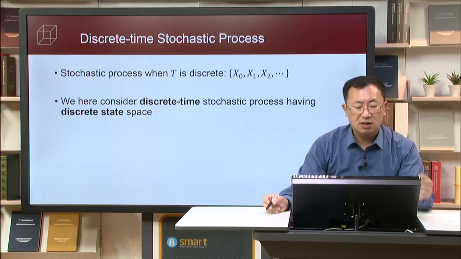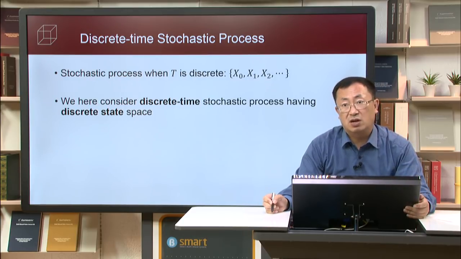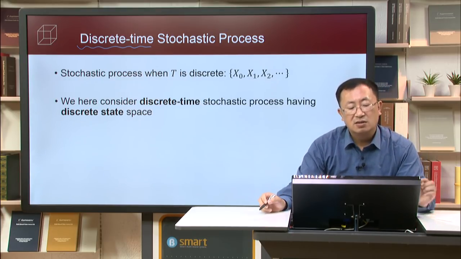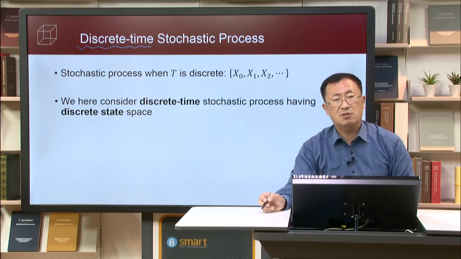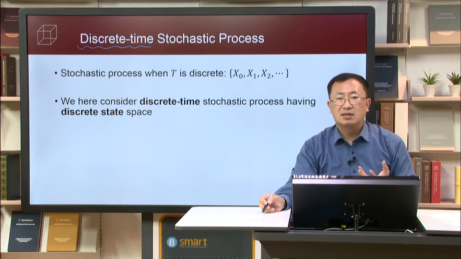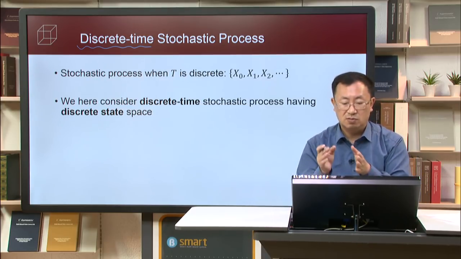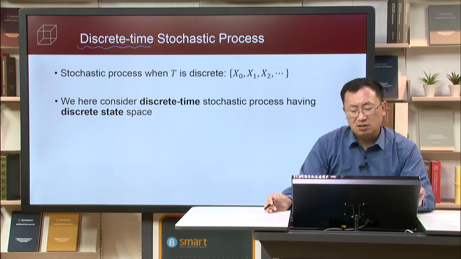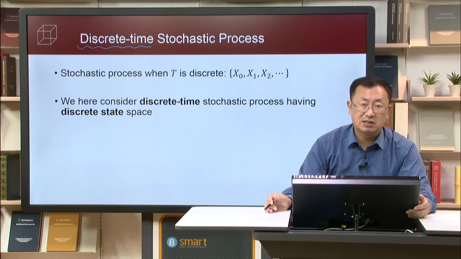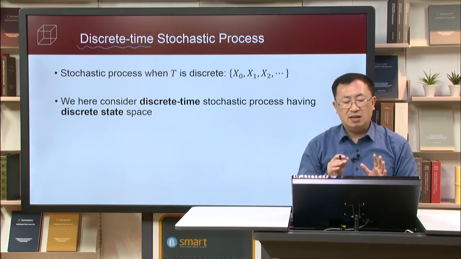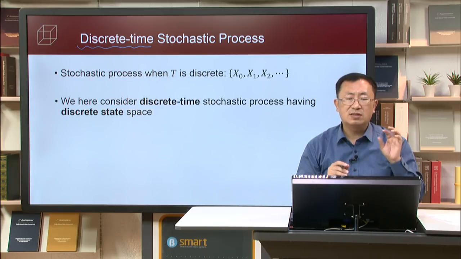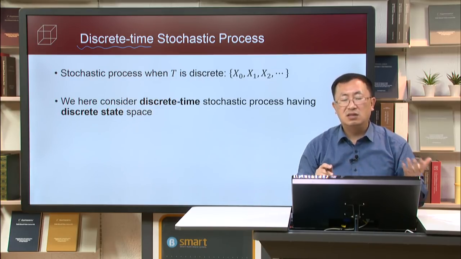Right, so we're going to take a look at the definition of the discrete time stochastic process. By taking a look at the term discrete time, you can easily see that a discrete time stochastic process is a stochastic process where the time space is discrete, right? So X0, X1, X2, and so on. Here we consider the discrete time stochastic process having a discrete state space as well. So we basically assume that we are interested in a stochastic process where both state space and time space are discrete.